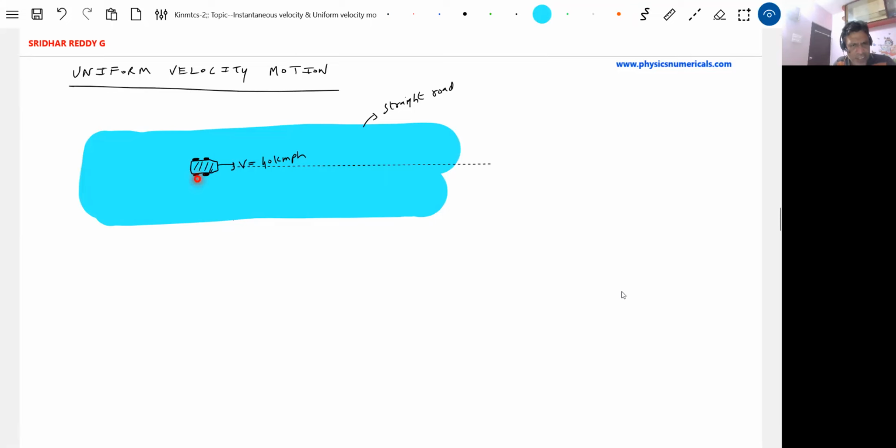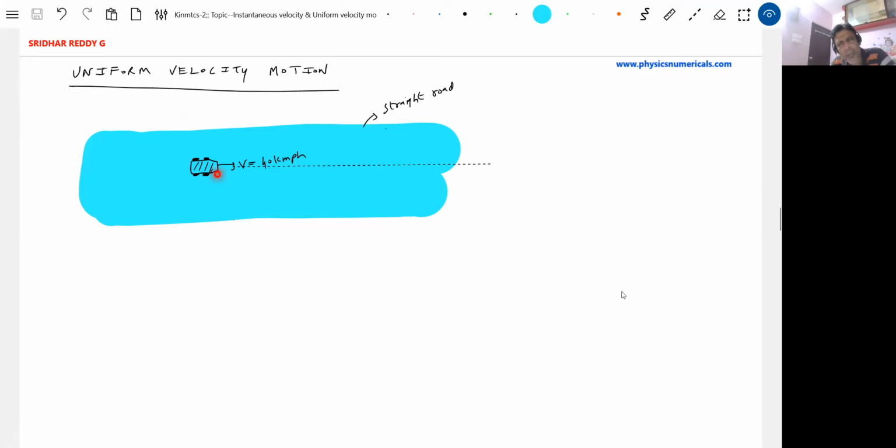Later on we'll bring the definition. You just take a car. There's a straight road, and if it is moving along the straight road with a constant speed, the speed will not increase, not decrease. Then I can say the car is describing uniform velocity motion or uniform speed. Speed means again the magnitude will not change. So this is the best example of uniform motion, the car.